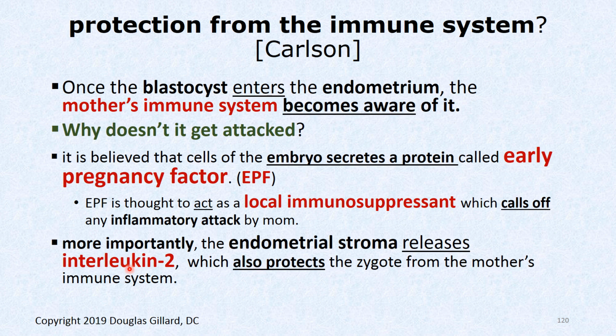I think we'll cover that one more time. But interleukin-2 gives the zygote a pass. It turns off the inflammatory response. So it protects your zygote or your embryo. It protects it from being destroyed by your mom's immune system. So that's an important thing.